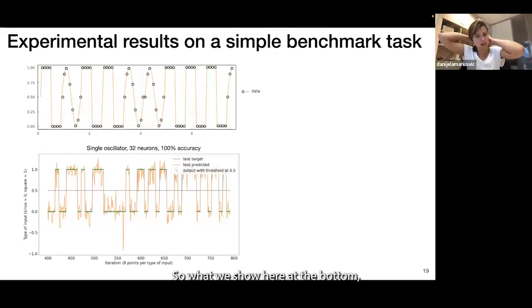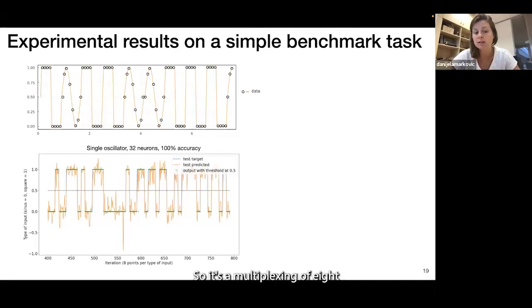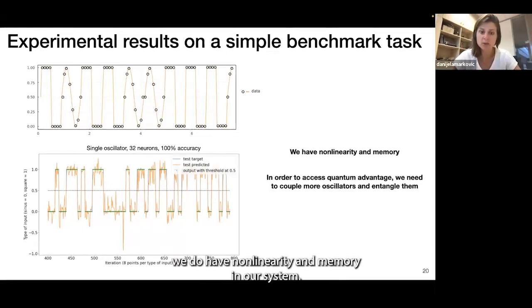So what we show here at the bottom, you see the prediction in orange. The target is in blue, and green is the prediction after the threshold, and actually the prediction perfectly matches the target. So we have 100% accuracy with 32 neurons, so a multiplexing of 8, as we only have 4 neurons initially. So what this means is that we do have nonlinearity and memory in our system.